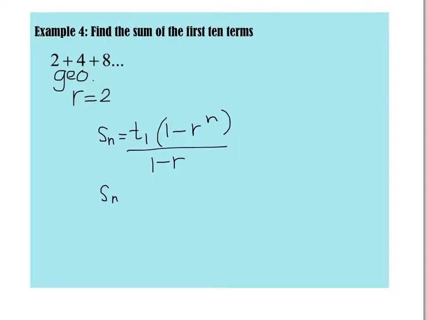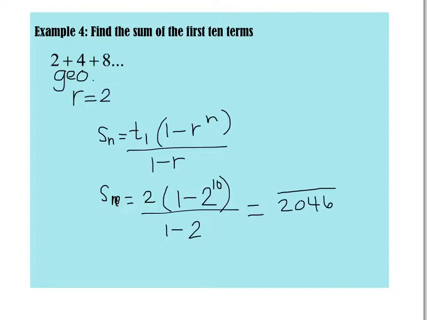So we're trying to find the 10th term. So I'm going to make my n 10, equals T1, which is 2, times 1 minus my r is 2 to the n, which was 10, all over 1 minus 2. So if we do that math, we get 2,046 as the sum of the first 10 terms if we added them all up.